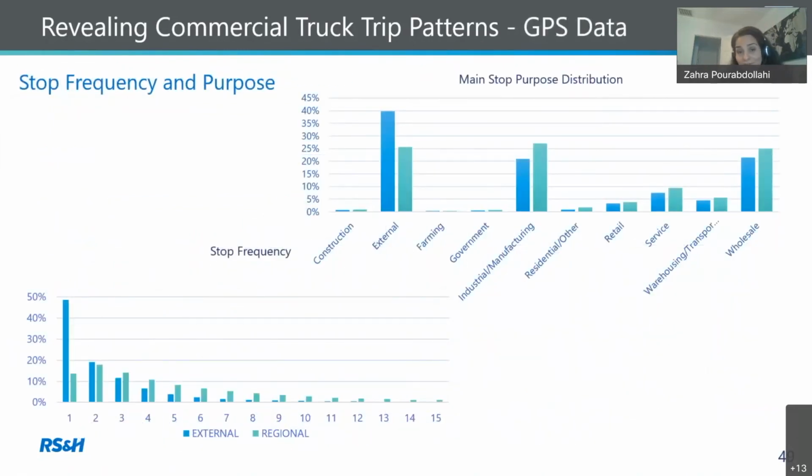We could also look, using the data, at the frequency of the stops in the tours and the stop purposes. And we saw 2 different trends for the external tours and regional tours. External tours had fewer stops, while regional tours showed more stops, 2 and 3, with an average of 3. And the stop purpose was inferred using the land use and employment data that were fused and integrated with the GPS data.